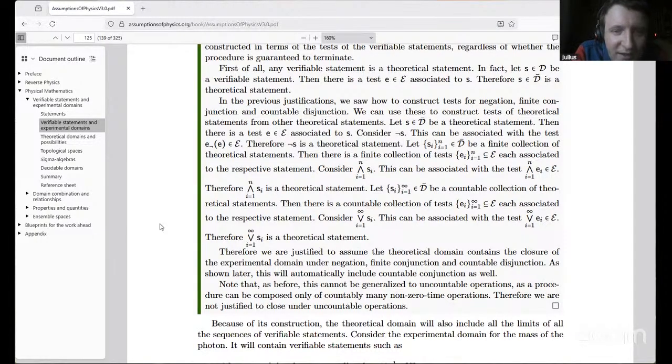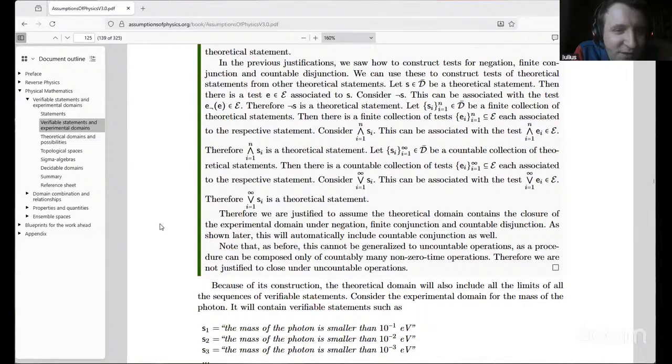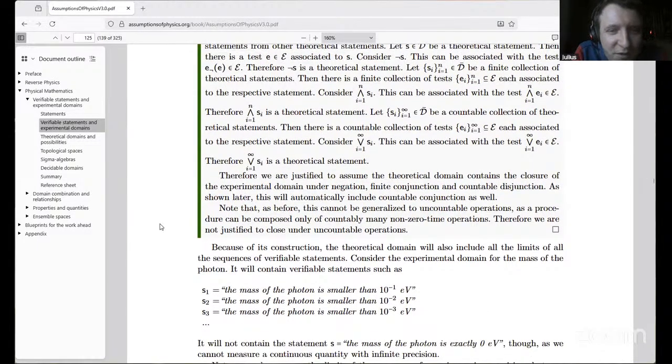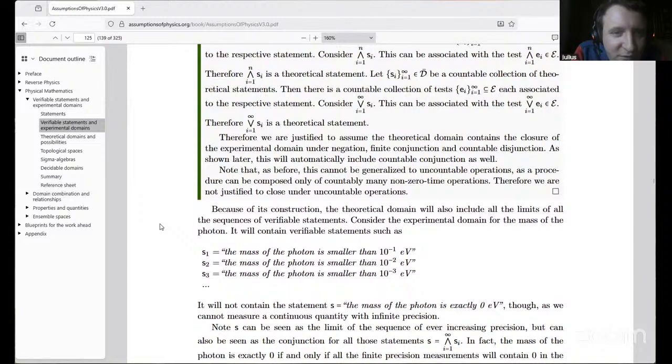Let Si be a countable collection of theoretical statements. Then there is a countable collection of tests, each associated to the respective statement. Consider the countable disjunction of statements. This can be associated with a test, which is a countable disjunction of individual tests. Therefore, the countable disjunction is a theoretical statement. Therefore, we are justified to assume the theoretical domain contains the closure of the experimental domain under negation, finite conjunction, and countable disjunction. As shown later, this will automatically include countable conjunction as well.